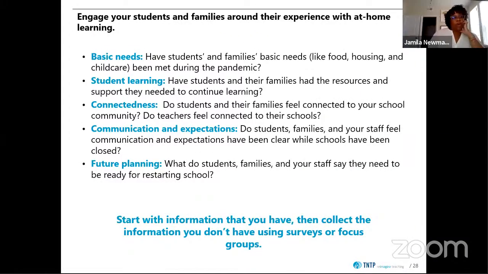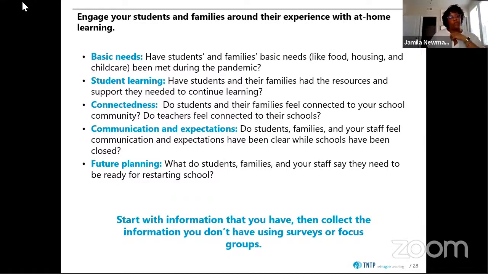So Liz was just talking about engaging with families, and we wanted to just highlight a few things that we think are really important as you do that. So first, just making sure that throughout the year, not just going into reopening or even at the end of the school year, assessing and helping to get an understanding of your family's basic needs. So have students and families' basic needs been met? Like, are they having challenges with food or housing or childcare or loss of job or loss of income? Because all of those things can play into a family's ability to remain connected and engage in what's happening academically.